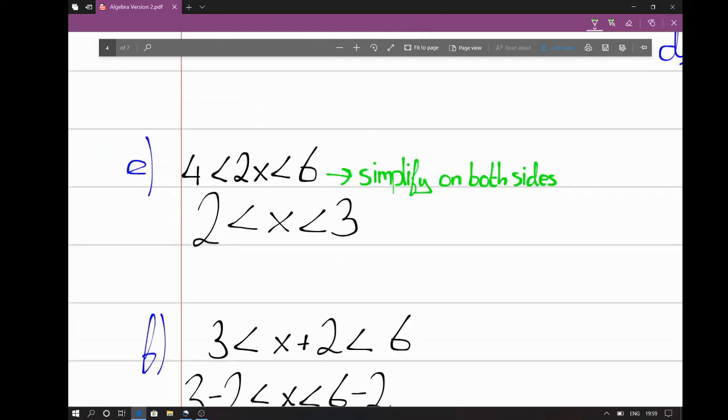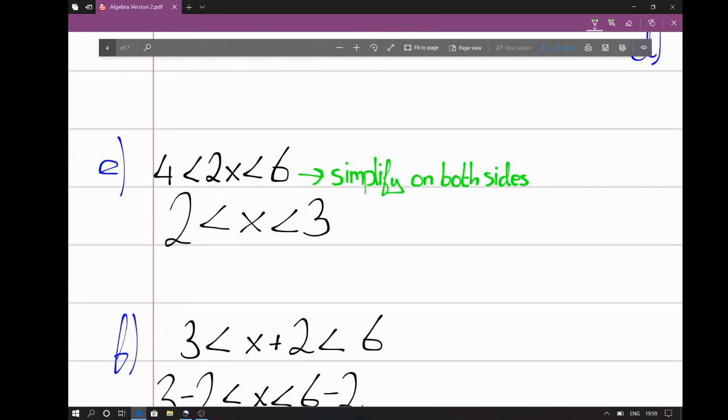Finally, we have an example where we have two inequalities on both sides. So what we're going to do here is let this part be a single equation and this part be a single equation. You just need to divide by 2 on both sides. You'll end up with 2 less than x less than 3.